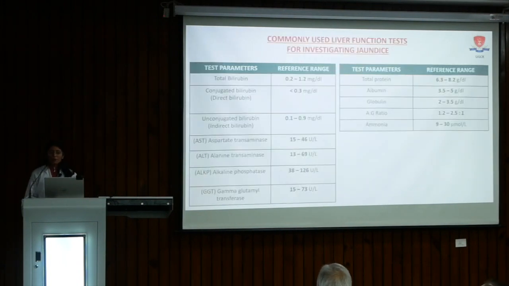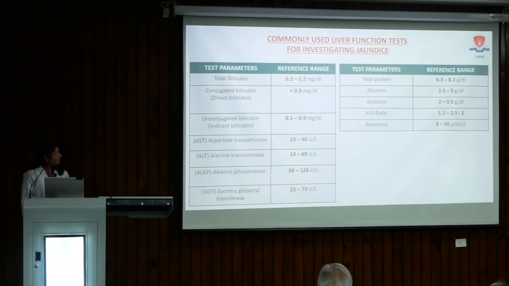Now, there are some commonly used liver function tests for investigating the jaundice. Here are their test parameters and reference ranges. The total bilirubin is 0.2 to 1.2 mg per deciliter. Conjugated bilirubin or direct bilirubin is less than 0.3 mg per deciliter. Unconjugated bilirubin or indirect bilirubin 0.1 to 0.9 per liter.